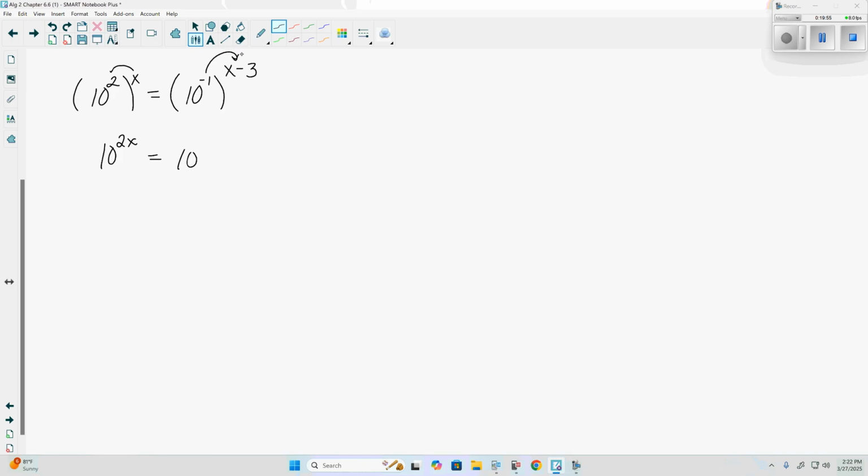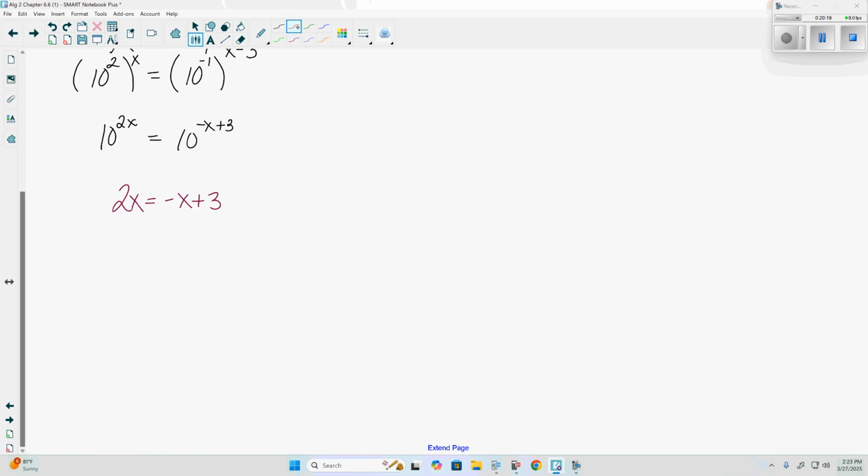Here we're going to distribute the negative 1. Negative 1 times x is negative x. Negative 1 times negative 3 is positive 3. So what we have is 2x is equal to negative x plus 3. What can we do next? Add x. And lastly, divide by 3. And that's it.